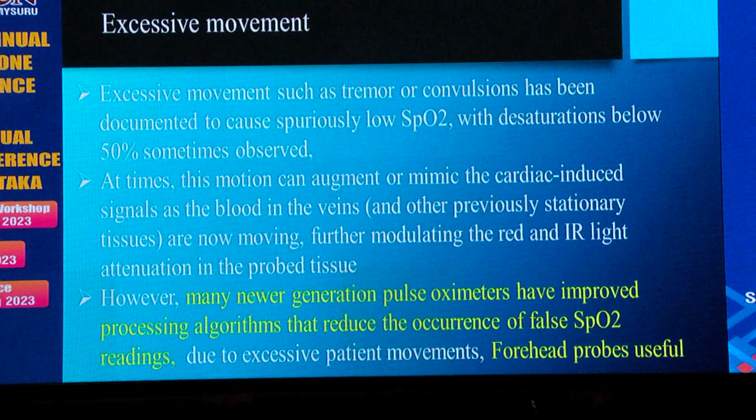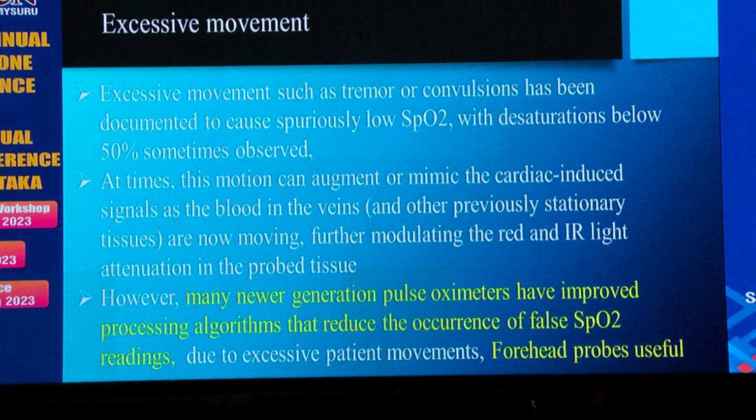So coming to excessive movement, this is the other most common cause, especially when spinal anesthesia has been given, there is shivering or the patient is moving. These are some of the artifacts which occur, which invariably produce a lower SpO2. Because of movement, even venous blood will be detected as arterial blood. So that's why the SpO2 comes down.